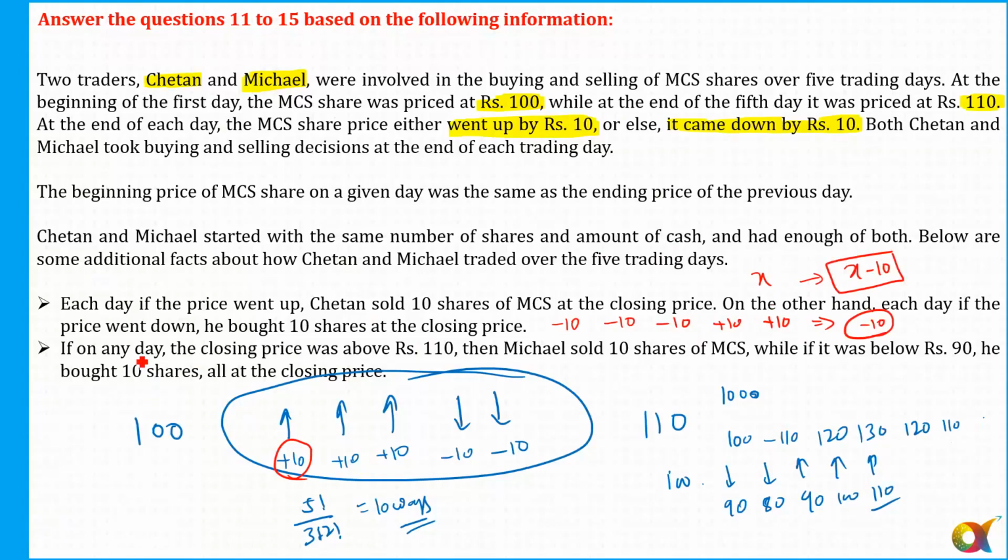Now, second statement. If on any day the closing price was above rupees 110, then Michael sold 10 shares. So if the closing price is more than 110, Michael will sell 10 shares. And if it is below 90, then he will buy 10 shares. So for Michael, we can't say anything. Okay? Because there are a lot of changes, like I said, there are 10 possibilities in all the 10 cases. In some of the cases, it might be possible that the total number of shares at the end of day 5 is the same, or they might be different also. So I'm not saying anything here for Michael. Is that part clear? Can I move to the next slide?